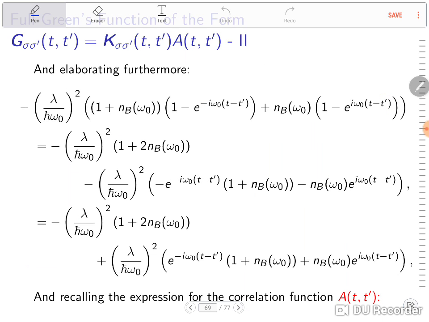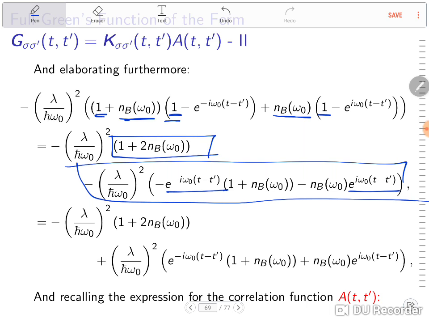This is not going to take us so long, hopefully, and then we elaborate in the following way. Basically here we have some constant terms: this 1 times this 1 is a constant term, we have nb times 1 is just 1 nb, and then we have this 1 times nb, which is the Bose function. If we gather all together, we get this factor of 1 plus 2 nb. And then the rest actually multiplies either e to the minus i omega 0 (t minus t prime) or e to the plus i omega 0 (t minus t prime), and we put it in a separate term. We take out a minus sign here, because this is a minus sign and this is a minus sign, so this minus here becomes a plus, as you can see here.